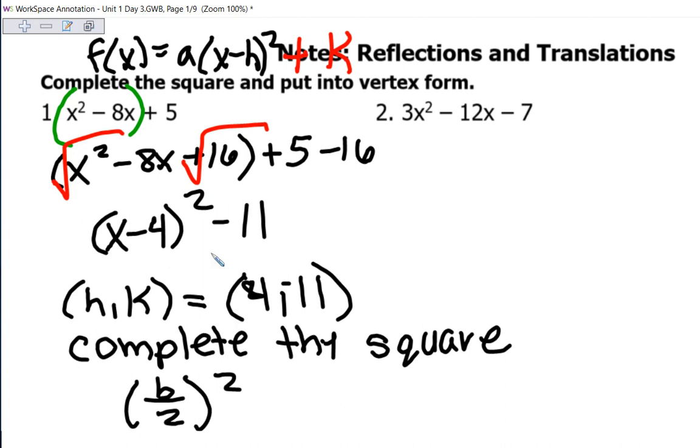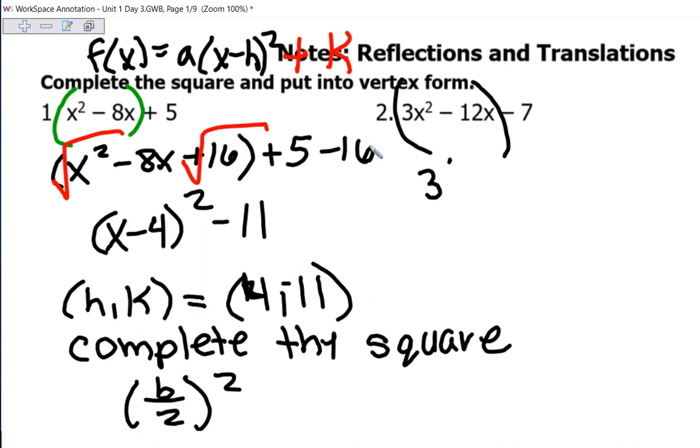Okay, next one, number 2, we need to complete the square to get it into vertex form. Again, you need to just focus on the first two terms, the two terms that have an x. Now how is this one different from problem 1? Yeah, we have that 3 out front. That 3 is called our leading coefficient. If you have a leading coefficient, you need to factor it out. So I need to factor out that 3.